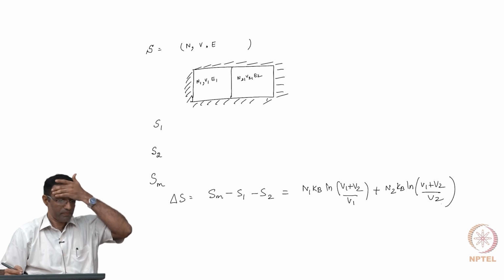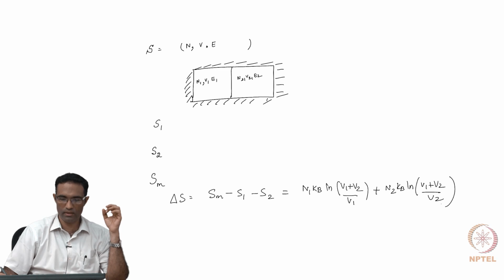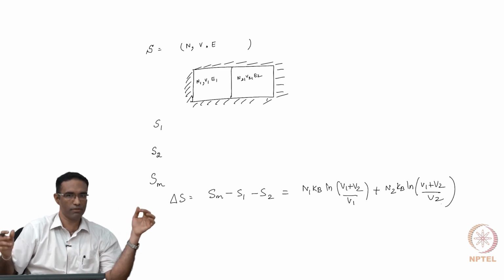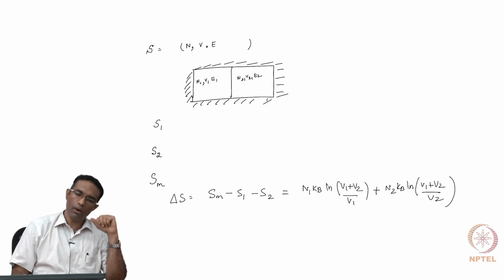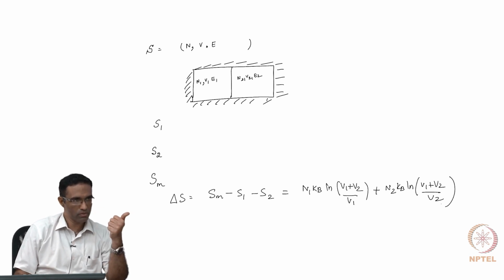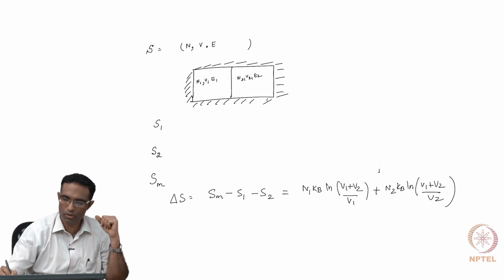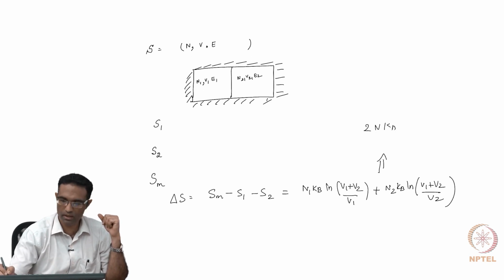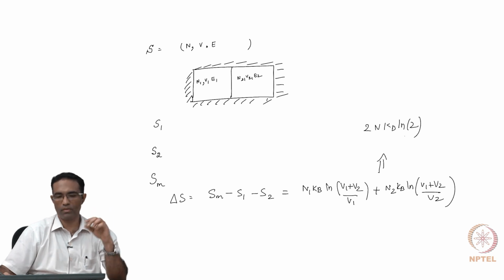It turns out to be like this, which is a positive quantity, which is fine, telling us that the change in entropy during the mixing of two gases is positive, as it should be for an irreversible process. But now what happens if V1 is equal to V2, N1 is equal to N2? What happens? This turns out to be 2N KB ln 2, right?